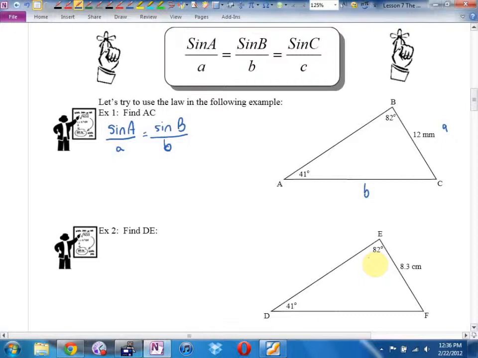Let's plug in everything we know. The sine of, Jacob, what always goes next to the trig function? Yeah, this is why I threw that at you about a week and a half ago. What always goes next to the trig function? What's angle A? There you go. All over. Jacob, what's little a? 12. Equals the sine of, Jacob, what always goes next to the trig function? Angle B, which is what? All over the mystery side that I don't know.